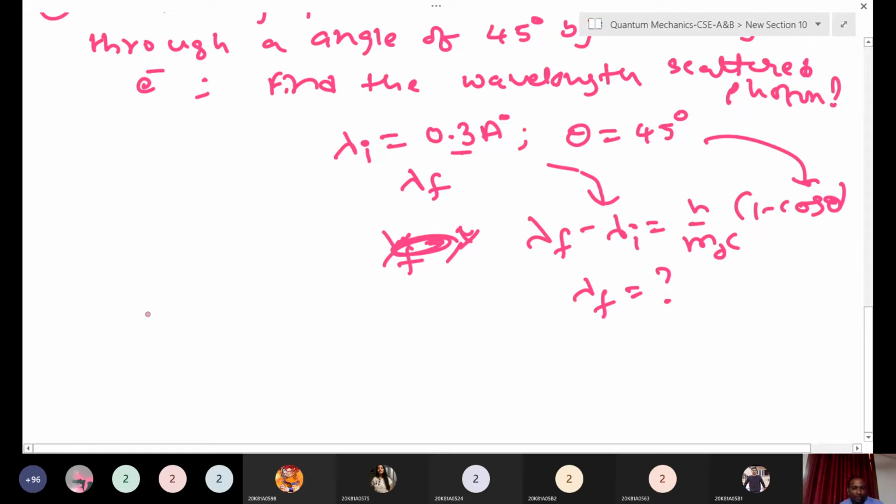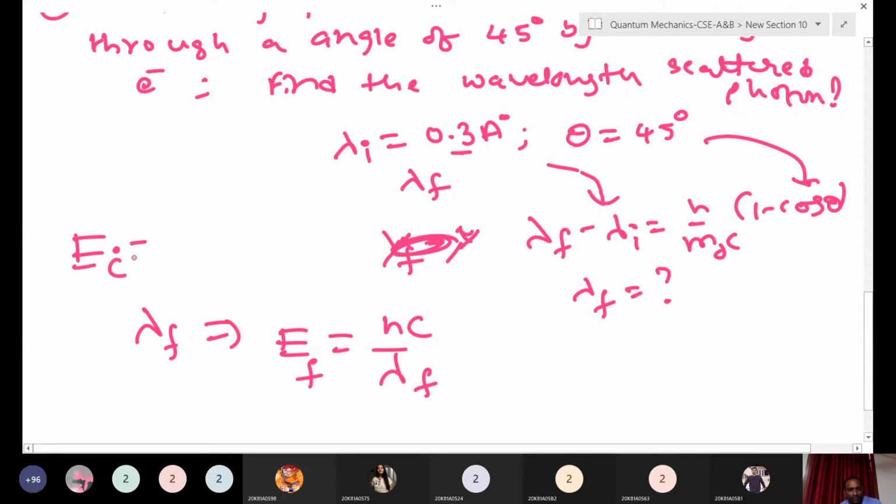After that, you know lambda F, right? From there you can estimate E also. E means hc by lambda. For lambda F this is EF, and initially you can find EI also, that is hc by lambda I. From there you can observe how much photon energy is lost in this collision. You can also observe how much the wavelength shifts. After solving you can see that clearly: how much energy is lost and how much the frequency is changing.